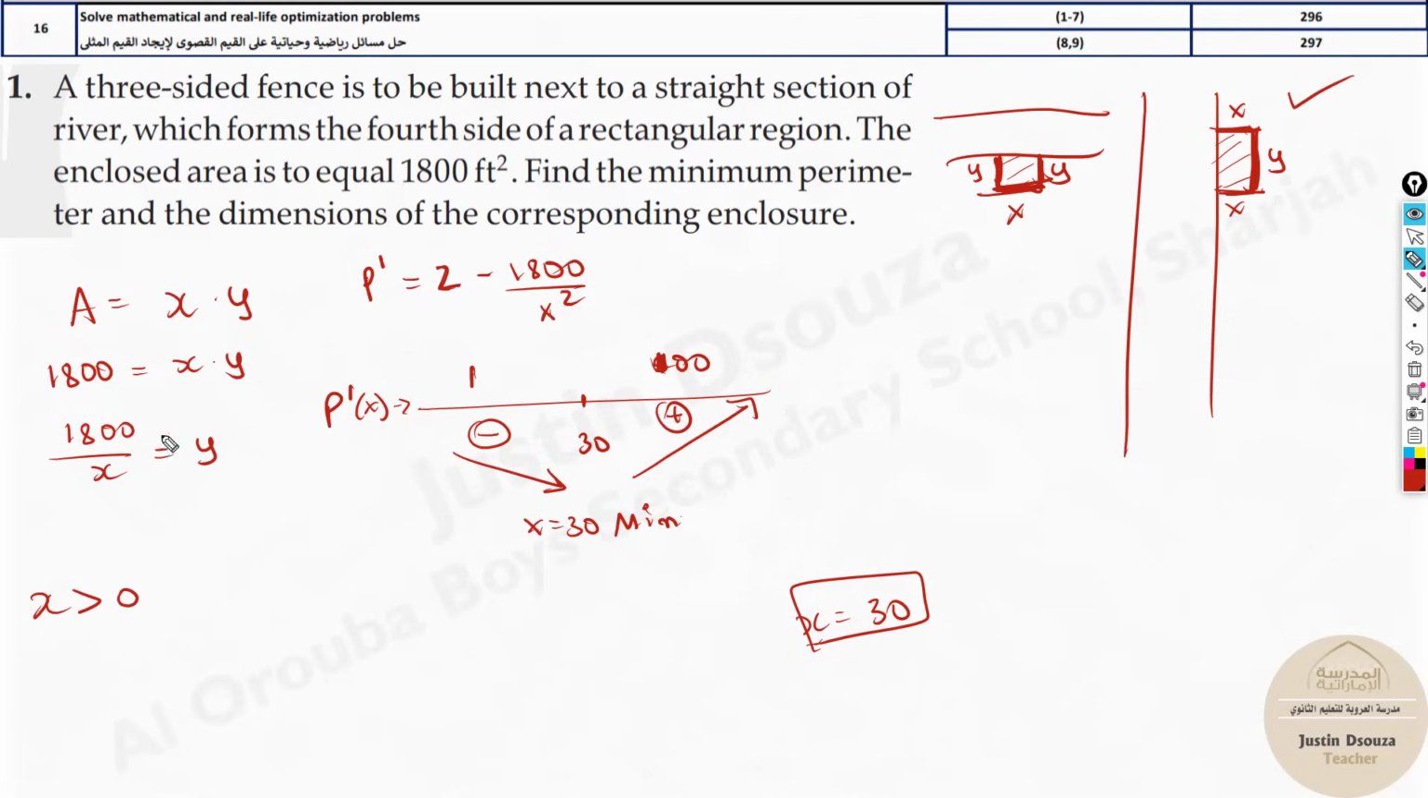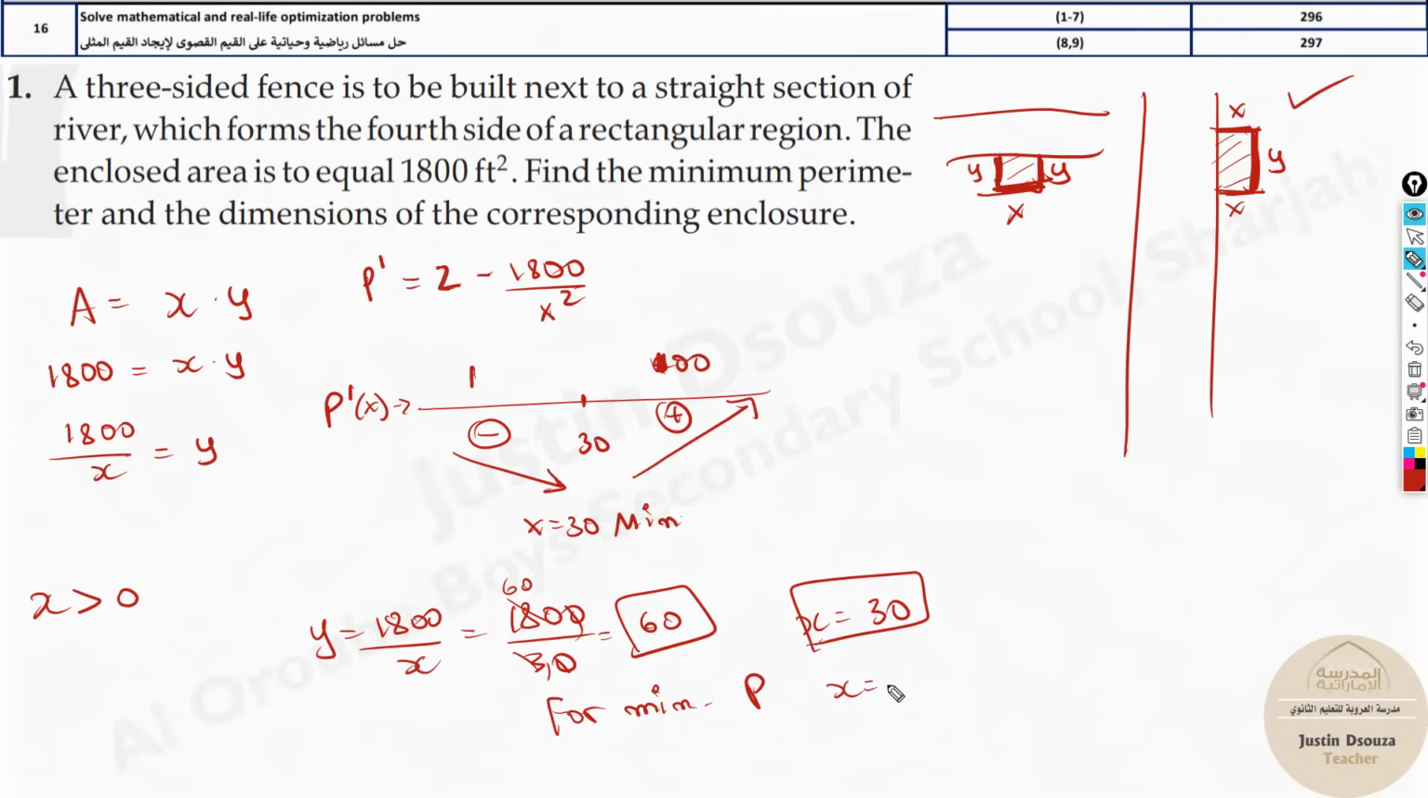So what do you want to find? y as well, right? So what is y? y is equal to 1800 by x, which means it's 1800 by 30. This 1 times, this is 6 times, and 0 remains. It will be 60. This is the y value. So we can conclude saying for minimum perimeter, we need to have x, that is the length, as 30 feet, I believe, yes, feet, and y has to be 60 feet. This would be the answer.